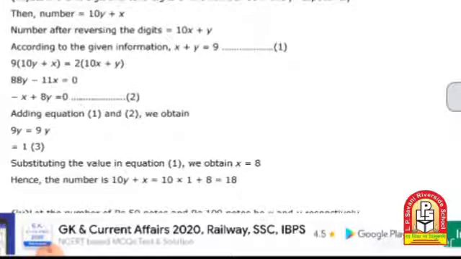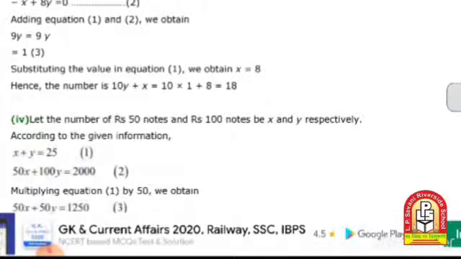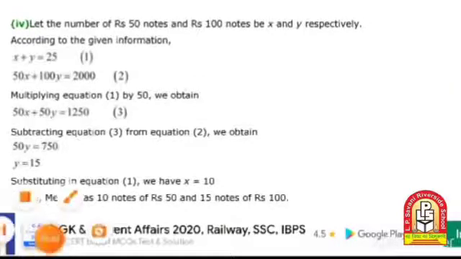Then in the third problem, 10y plus x is our number. This is also a very important question. And the second equation is minus x plus 8y is equal to 0. So in this way we can get the answer.